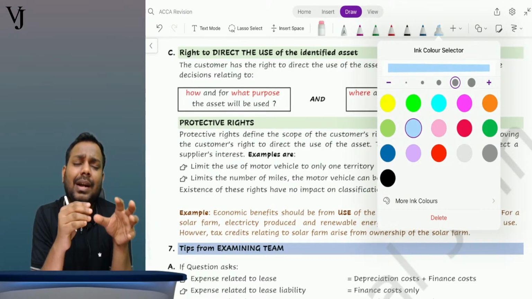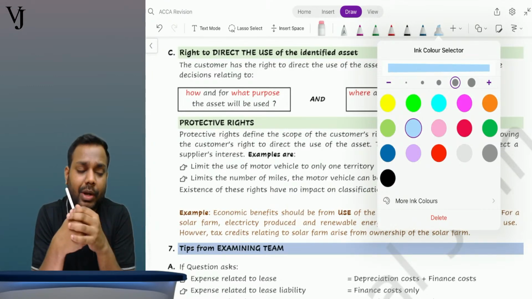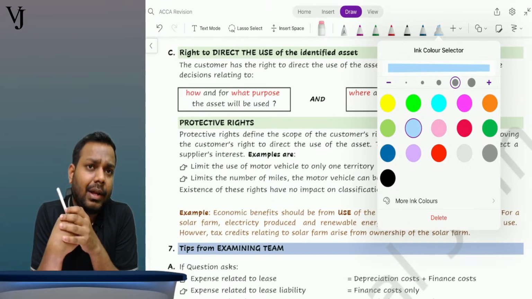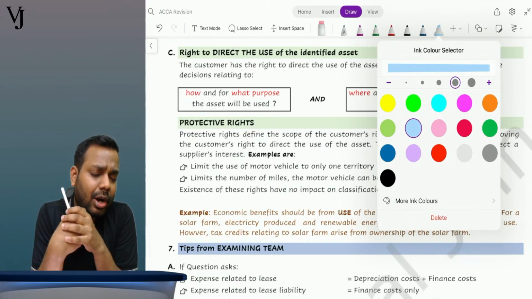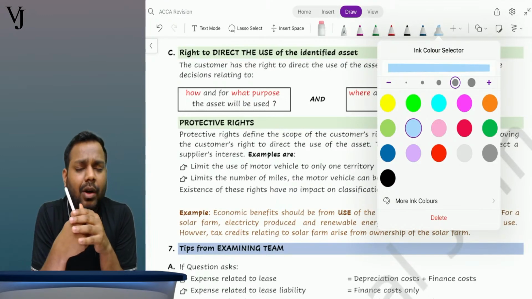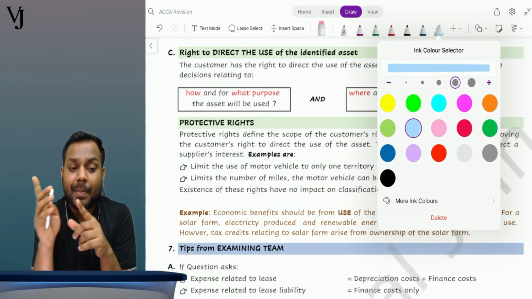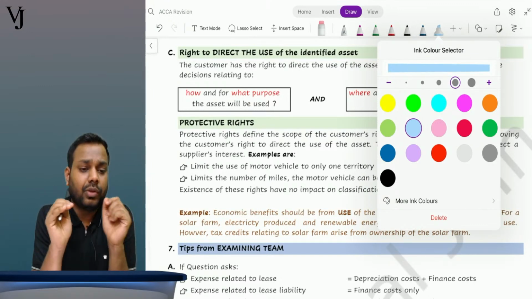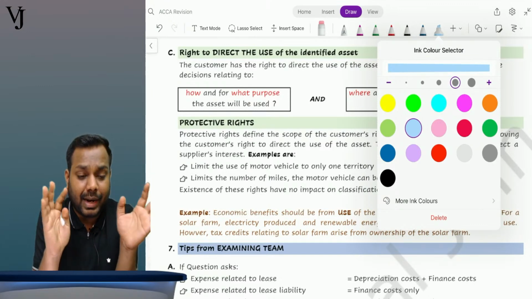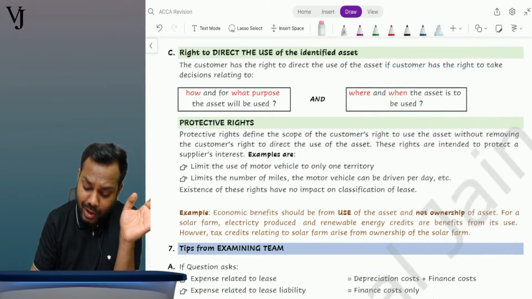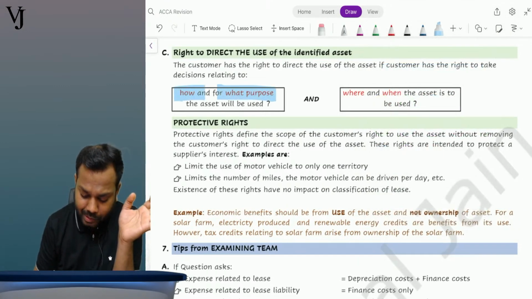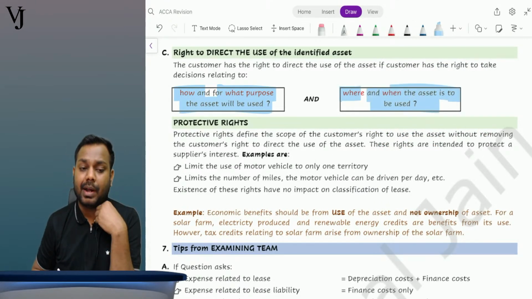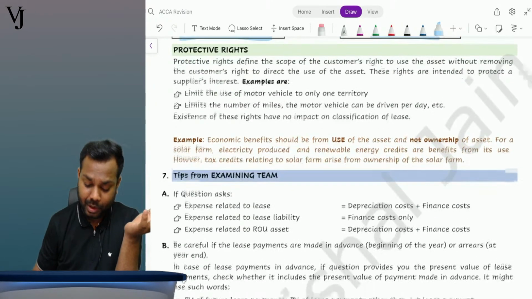That is something deemed. Now, let's suppose I've taken a residential flat. In that case, the landlord cannot come and ask why you are using the flat in this manner or that manner. No, I have the right to use the asset. So no one can intervene in that. I will determine how and for what purpose the asset will be used. Where and when the asset will be used, I will determine that. I means lessee. Protective rights.